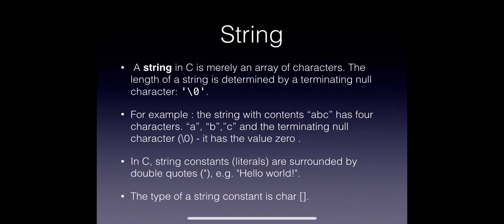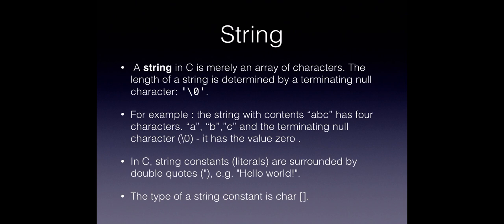A string is merely an array of characters which is terminated by, of course, a null character at the last. For example, take a string A, B, C. This string has four characters, although it seems like it has three, but it has four characters: A, B, C, and the terminating character. The null character has a value of 0.